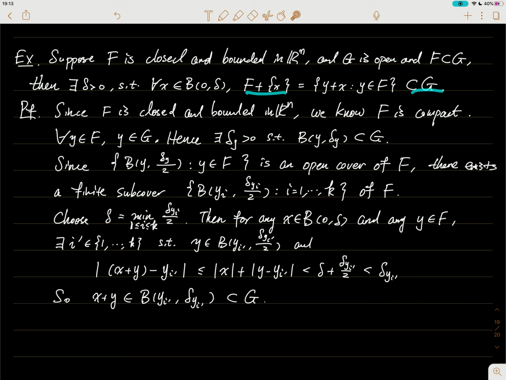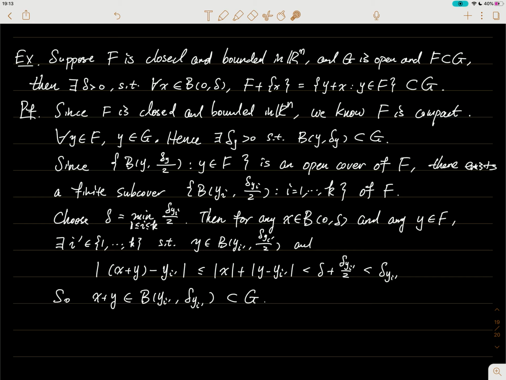So F plus x means the collection of points y plus x, where y ranges over F. This is the usual notation we use to denote the sum of a point and a set. To show this, because F is closed and bounded in R^n, from the previous theorem we know that F is compact. So keep that in mind.